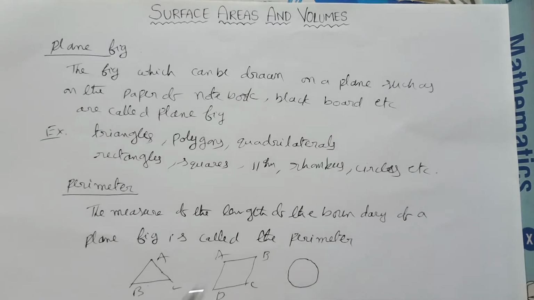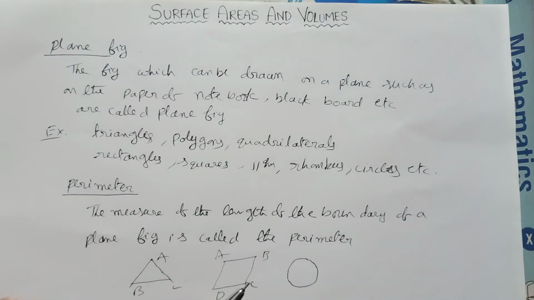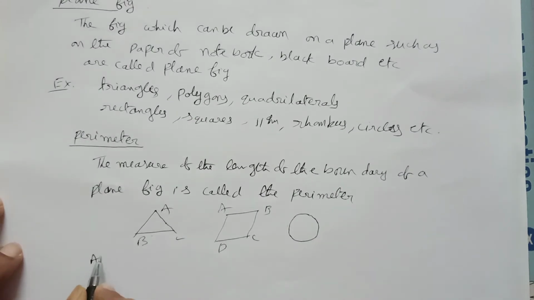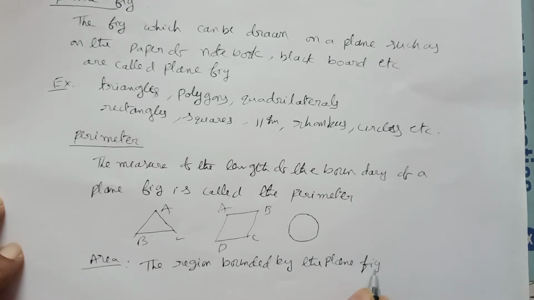Now what is the area? Area is the region bounded by a plane figure is called area. So what is the area? The region bounded by the plane figure is called area. The region bounded by a plane figure is called area.